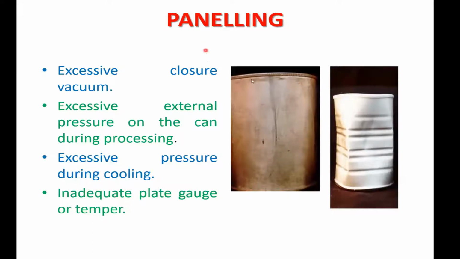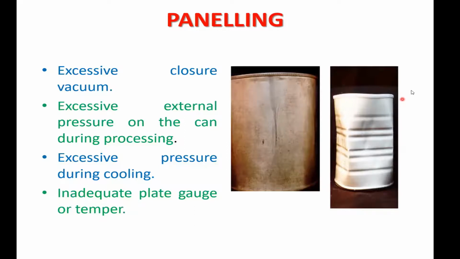So paneling, this is usually seen in high cans. When the height of the can is very high, and if you give more edge space than normal, that's what I told, the edge space should be appropriate. It is 0.6 to 0.9 centimeter you have to give. If you are giving too much head space, the excessive closure vacuum will be there. You know how the vacuum is created, because the steam will be there. Once you seal it, the steam will cool and it will create a vacuum. Is it clear? So there is excessive external pressure.